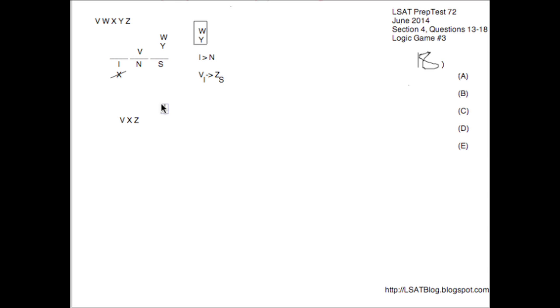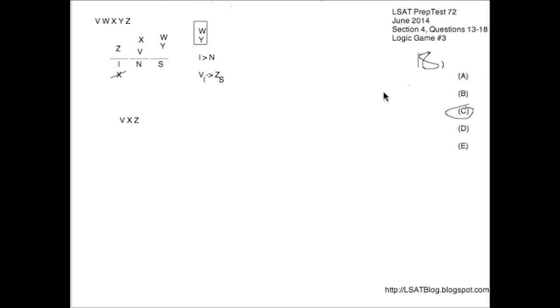Now, the issue is that X can't go on I. X is going to go on N or S as always. We're not putting X on S, so it's going to have to go on N. So we've got only Z left to put on I. That's a major problem, because how are we going to have more on I than on N when we've already got 2 things on N? It's not going to work out, so for that reason, C is our answer to 18.